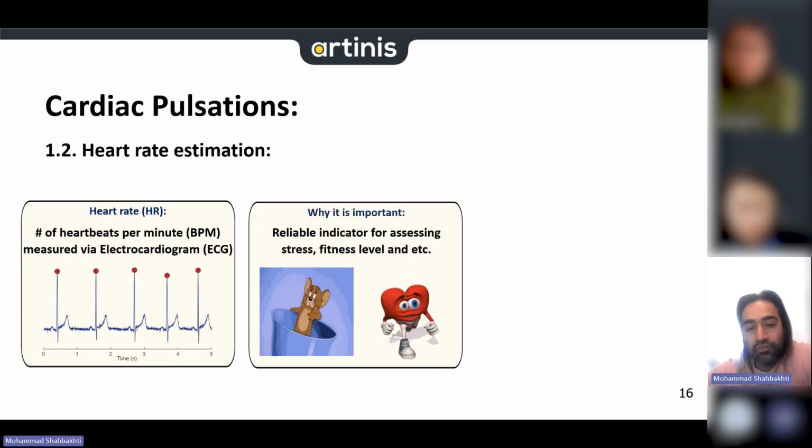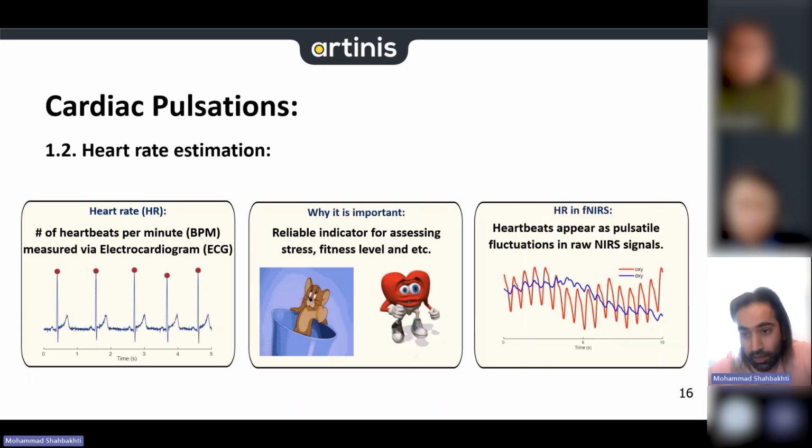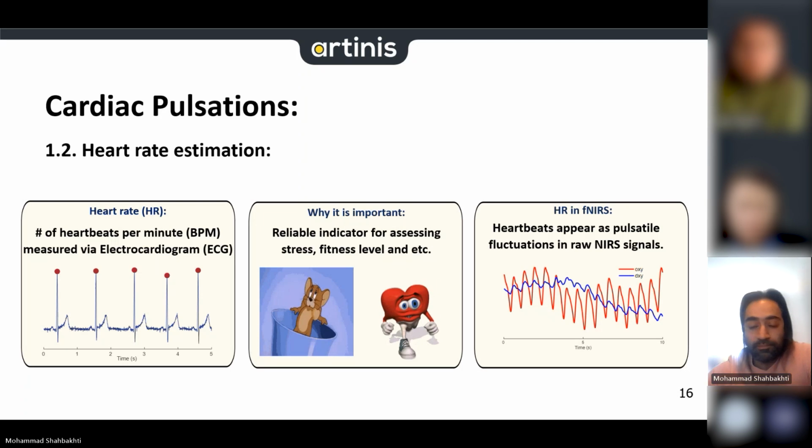There's a wide range of applications where you can use heart rate changes as complementary information alongside brain activation. In fNIRS, as I said, cardiac pulsation is the strongest physiological noise. So we can easily use oxygenated hemoglobin, oxy data, to estimate heart rate.